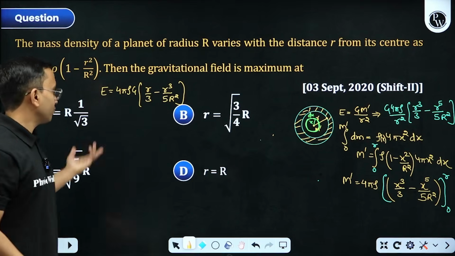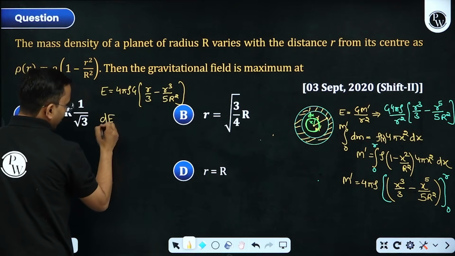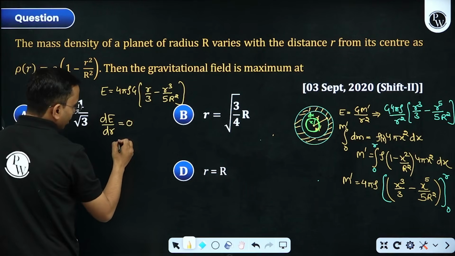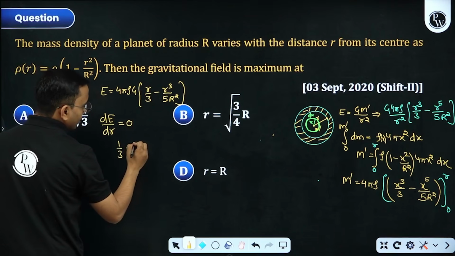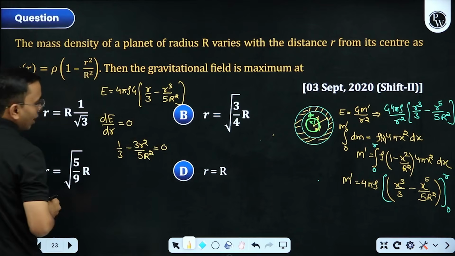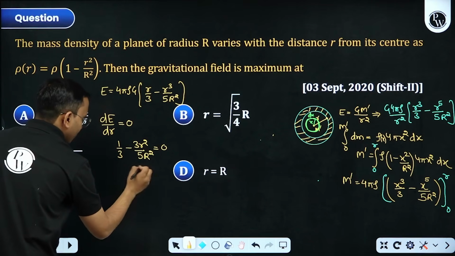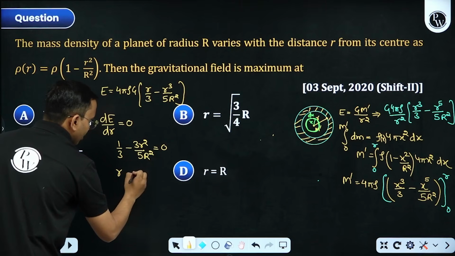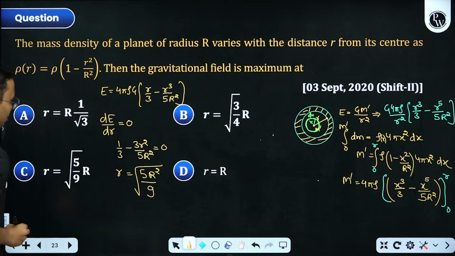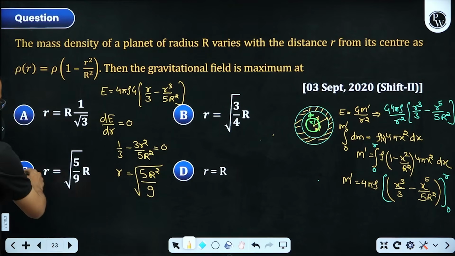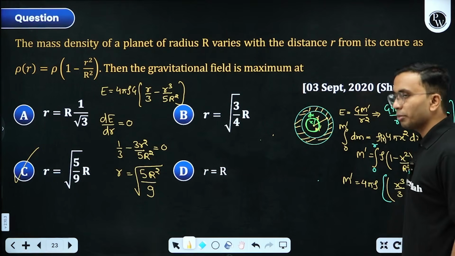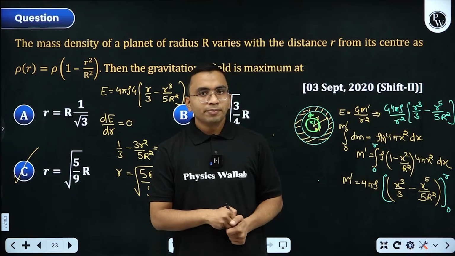Where will it be maximum? I don't know. Do dE by dr equals 0. So if you put that, this differentiation will become 1 by 3 minus 3 r square by 5 r square, this is equals to 0, and from here I got my r square as 5 by 9. Root of this, r is root of 5 by 9 r. A bit lengthy question. Okay, getting it?